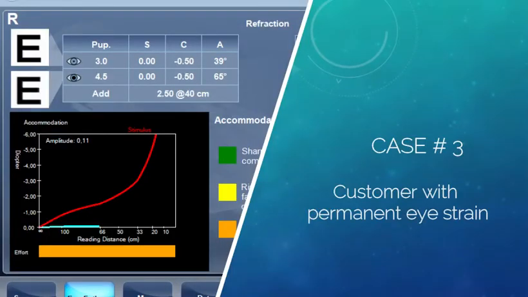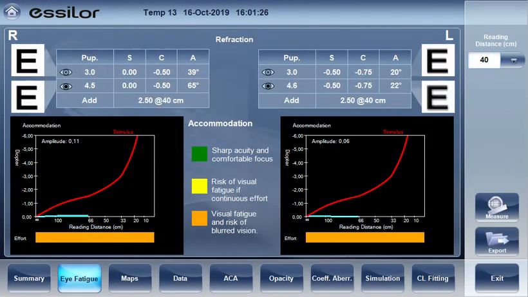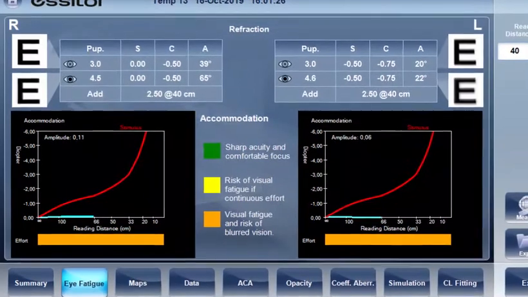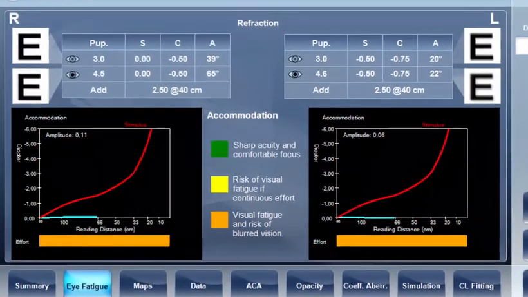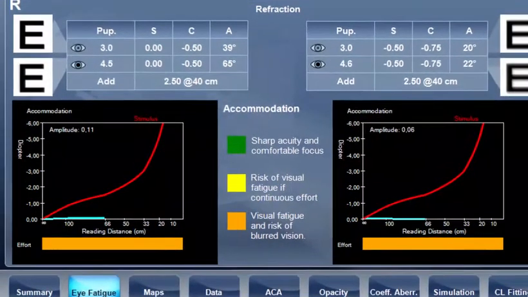Case 3. Patient with a permanent eye strain at every distance. In this case, the whole bar is orange, meaning that the patient has visual strain and/or risk of blurred vision at every distance. After determining the subjective refraction, this patient may need progressive lenses.